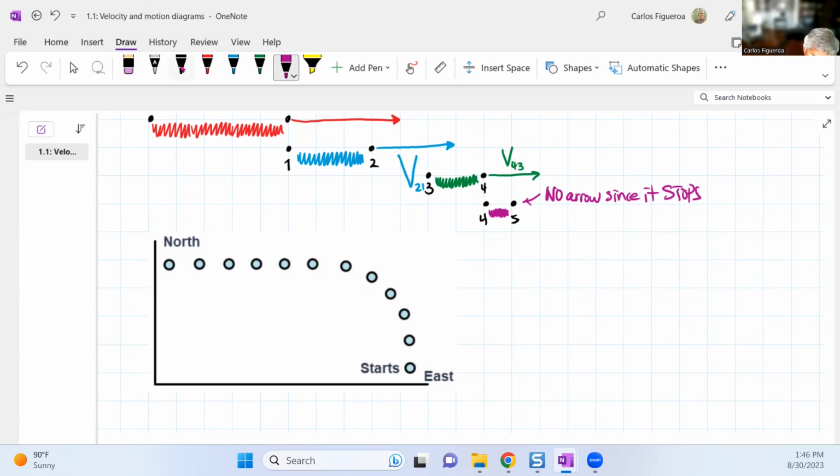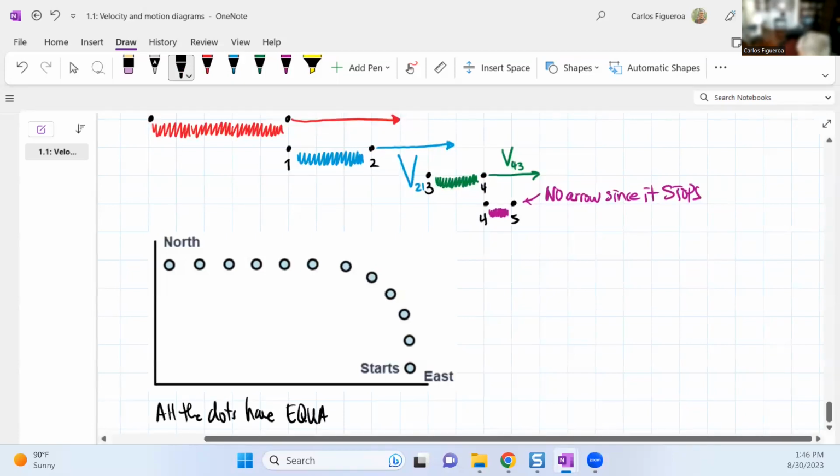Well, first of all, we can see here is that all the dots have equal spacings. Which immediately tells us that we now have constant speed. And so what we're seeing, yes?